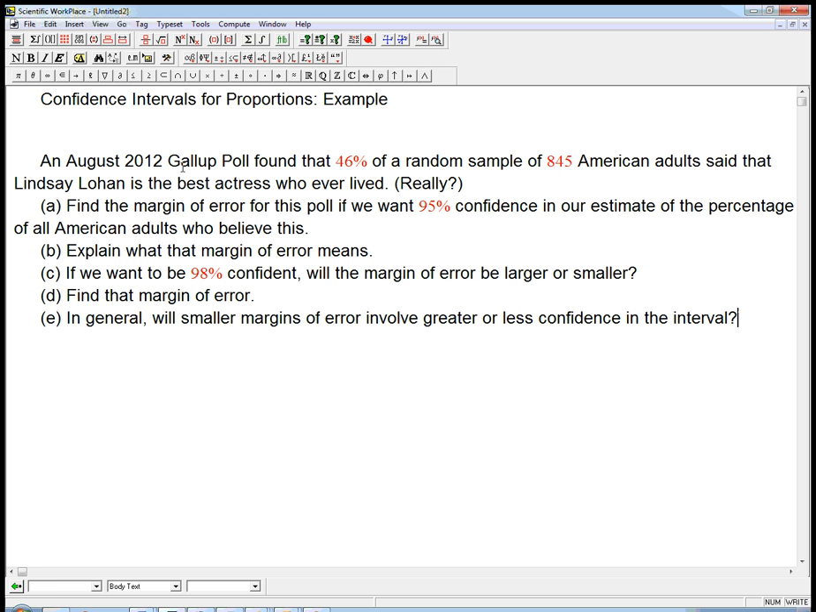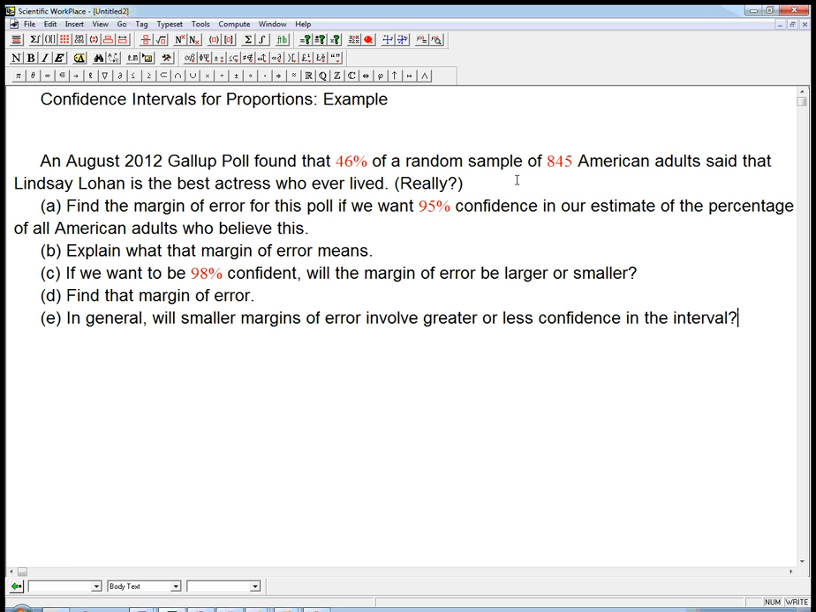So, in August 2012, a Gallup poll found that 46% of a random sample of 845 American adults said that Lindsay Lohan is the best actress who ever lived. And yes, I made that up. Of course I made that up. But let's run with it. Part A. Find the margin of error for this poll if we want 95% confidence in our estimate of the percentage of all American adults who believe this.